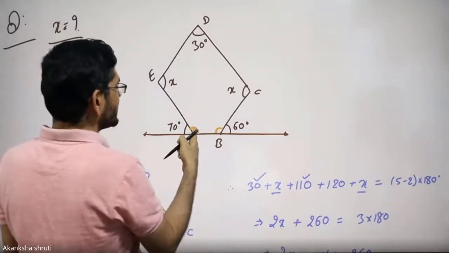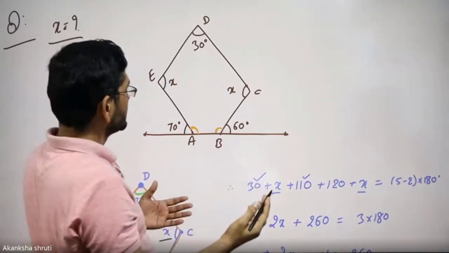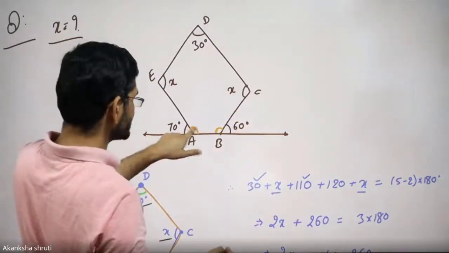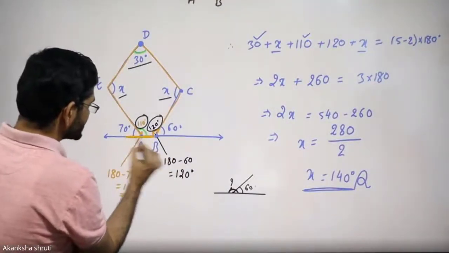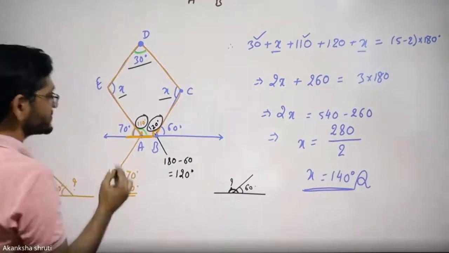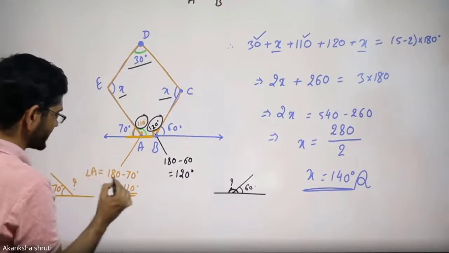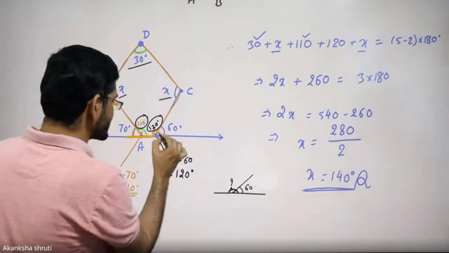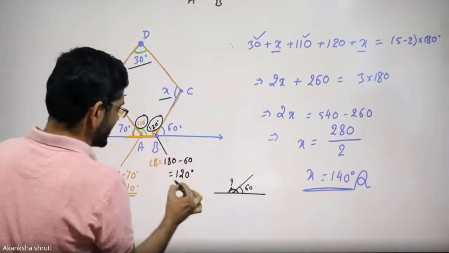Then only internal angle A plus x plus 30 plus x plus internal angle B will be 5 minus 2 into 180. So first this internal angle is to be calculated. That is calculated by applying the concept that this is a straight line. So at B, this 70 plus this internal angle is 180. So internal angle A here we have calculated as 180 minus 70, which is 110. Similarly here this external angle at B is 60. So internal angle B here we have calculated as 180 minus 60, which is 120.